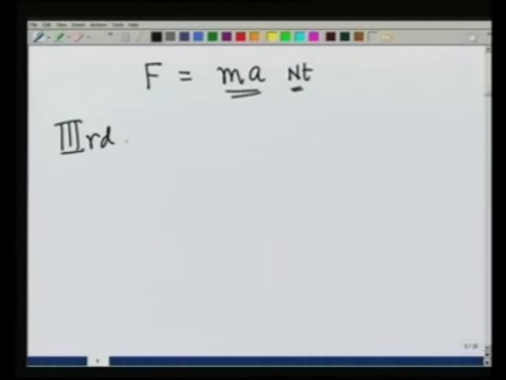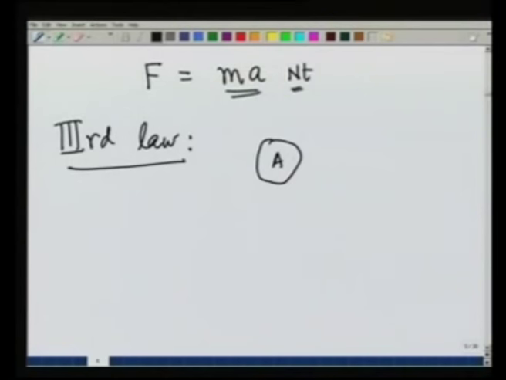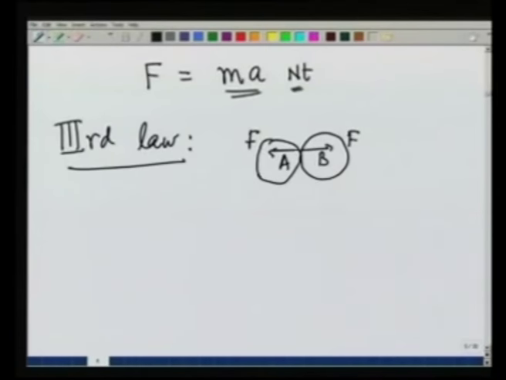Then there is Newton's third law that states that for an action there is always a reaction. That means, if there is a body A, it is pushing another body B by a force F, then there is going to be a reaction on A by B in the opposite direction.